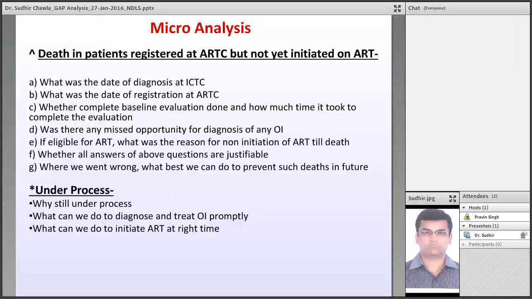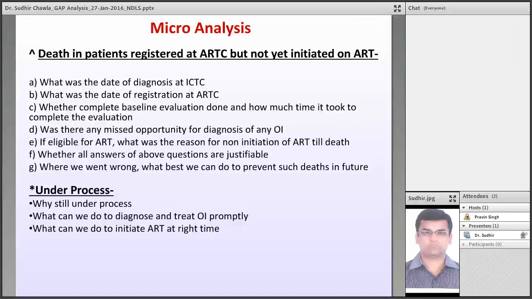Then the second thing: after registration, whether we have done all the necessary baseline evaluation and baseline investigations as per guideline, whether we have done everything, and how much time it took to complete this evaluation, that we have to check. Whether there is a delay in baseline evaluation or something missing in the baseline evaluation which caused the missed opportunity for diagnosis of OI, and possibly because of that reason the patient died. So we have to evaluate like that also.